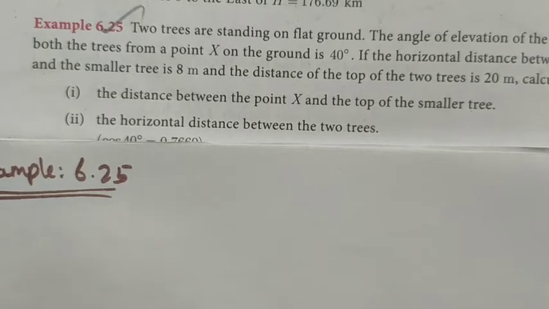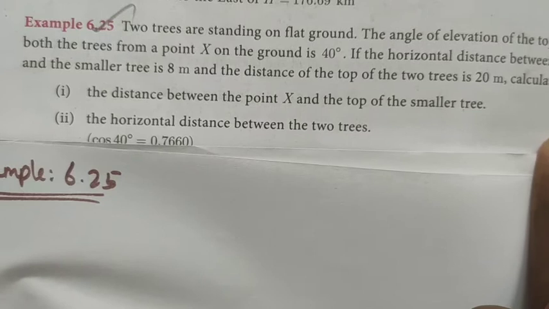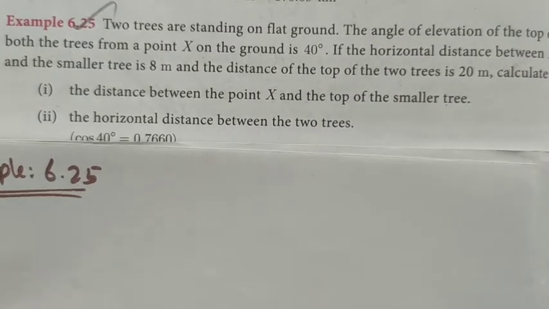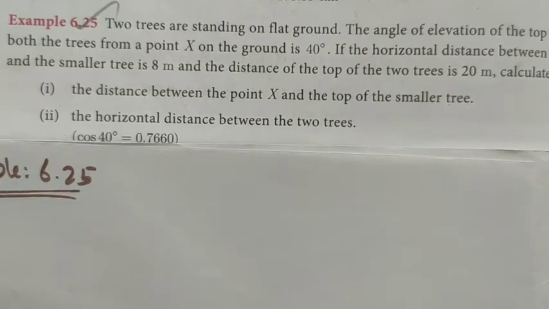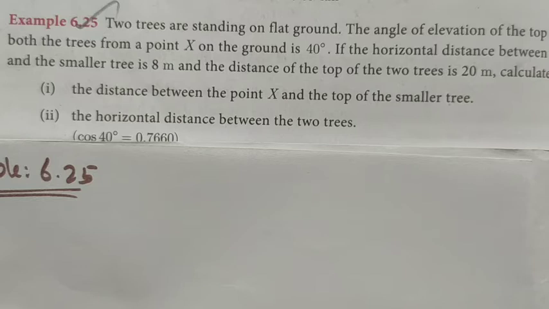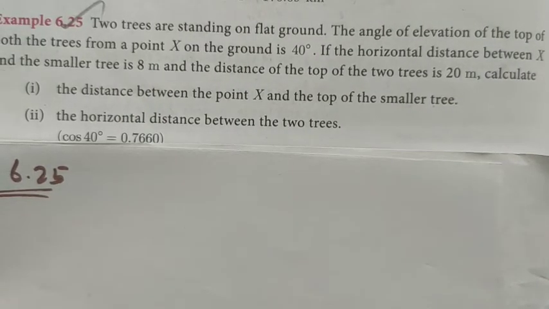Example sum 6.25. Two trees are standing on the flat ground. The angle of elevation of the top of both trees from the point X on the ground is 40 degrees. The horizontal distance between X and the smaller tree is 8 meters, and the distance between the tops of the two trees is 20 meters.